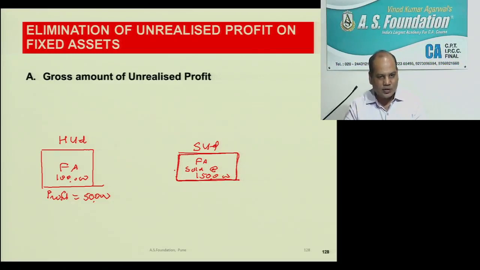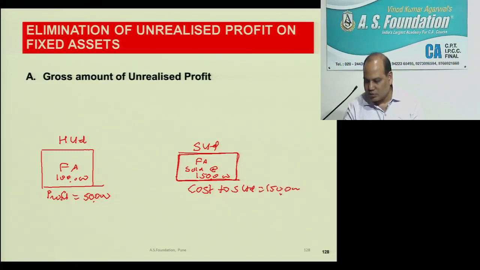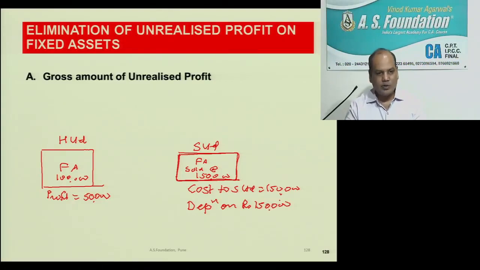purchase the fixed asset. For the subsidiary company, what is the cost? 1,50,000. Cost to S Limited is 1,50,000. So they will provide depreciation on which figure? They will provide depreciation on rupees 1,50,000, because for them 1,50,000 is the cost. But in the process, what will happen?